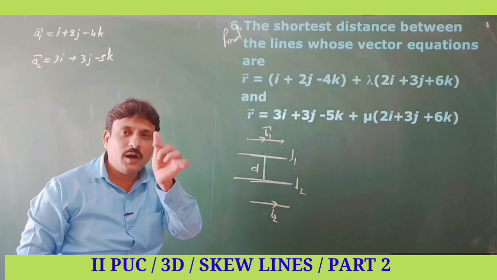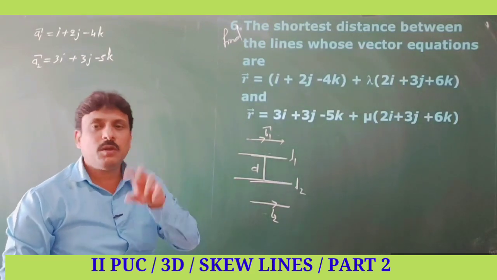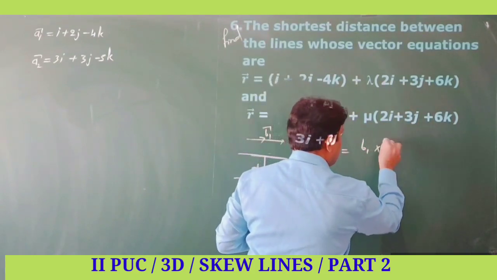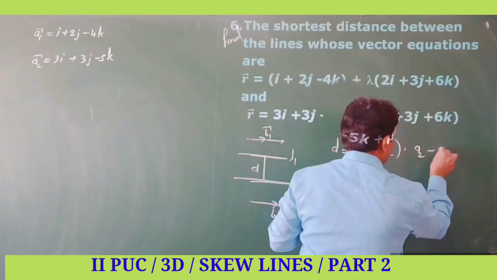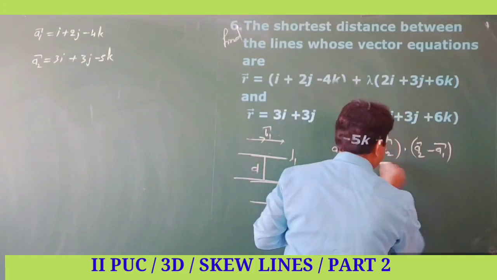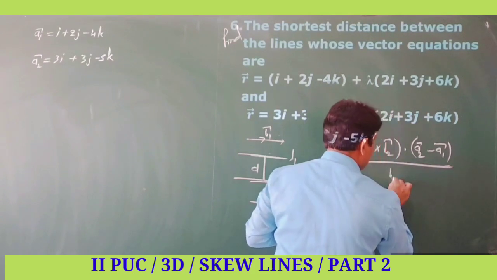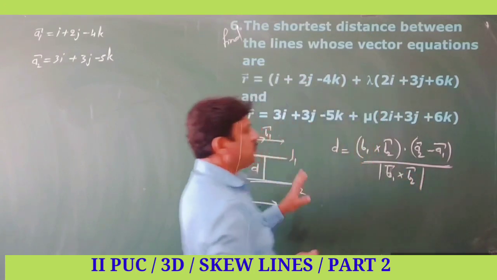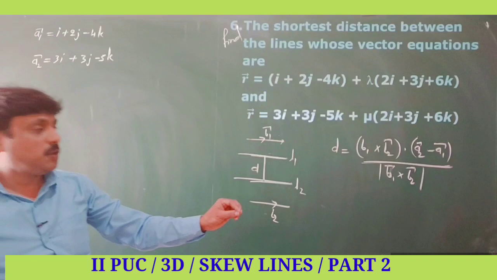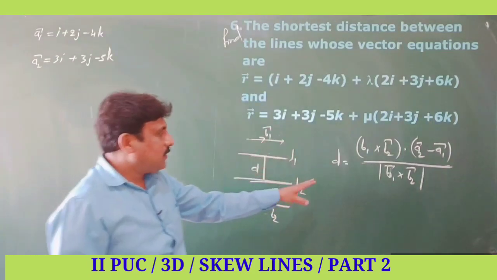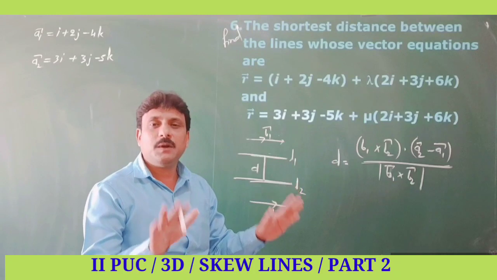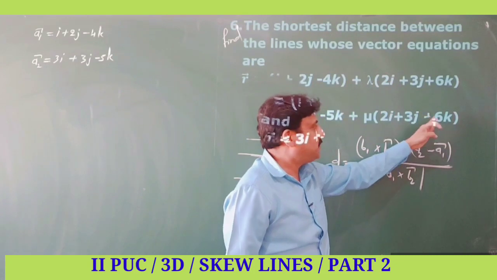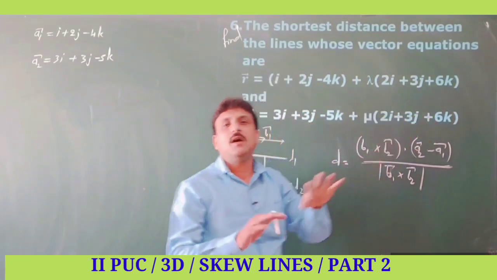Therefore the formula gets modified. Actually what is the formula? The formula is d equals b1 cross b2 dot a2 minus a1 divided by magnitude of b1 cross b2. This is actually the formula to calculate the shortest distance between skew lines. But here the two lines are not skew lines, but they are parallel. How do we know? 2i plus 3j plus 6k, 2i plus 3j plus 6k, both are the same, means they are parallel.